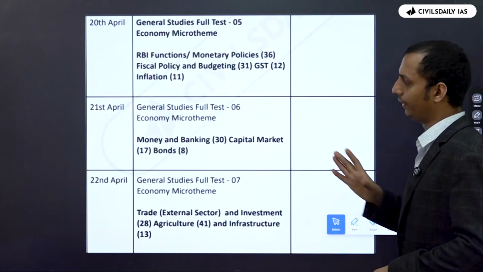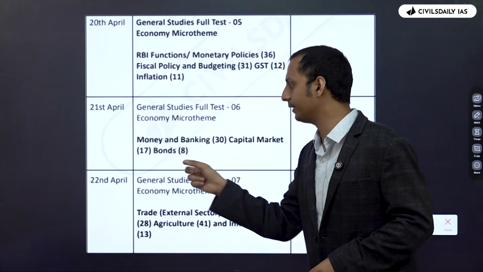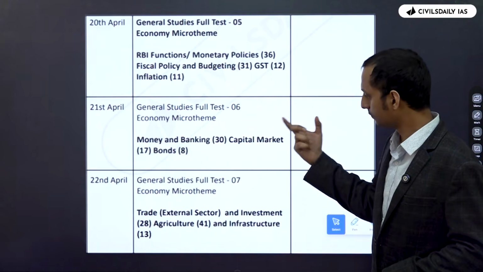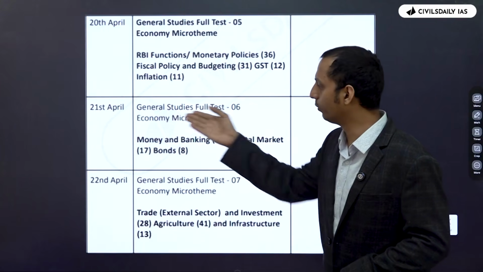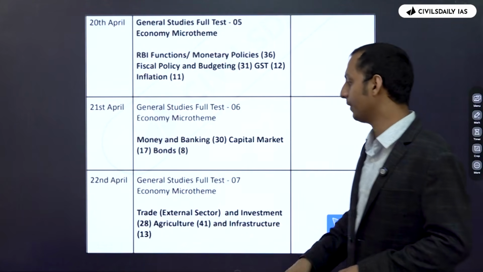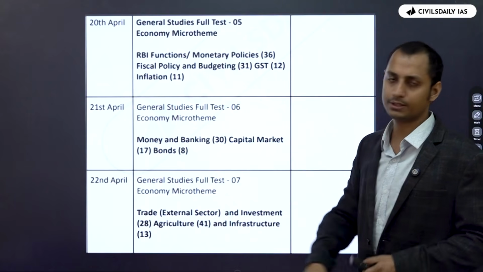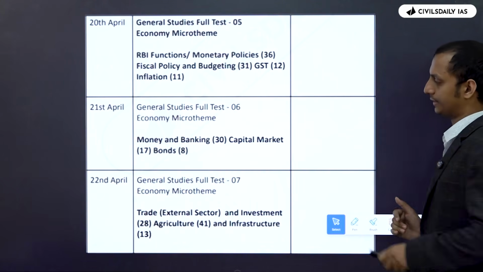So this is what a week should look like. You're focusing on the economy micro themes. You can see here, money and banking, capital market and bonds. You're doing that today. And today you are also doing one general studies full length test. Okay. So make sure that on alternate days you do a sectional test and a full length test as well.